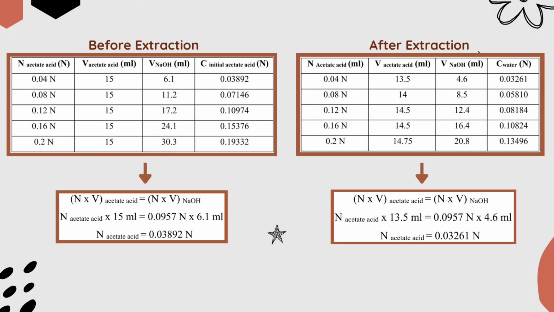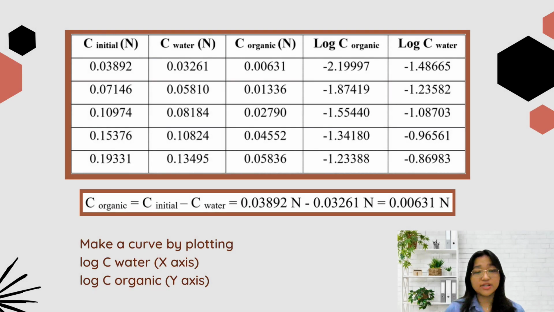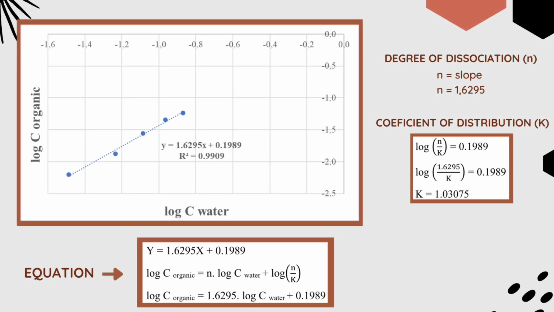And this is the table of concentration of acetic acid before and after extraction. After that, we have to calculate the concentration of acetic acid in the diethyl ether after the extraction. To make the curve, we have to plot the log of concentration in the water against the log of concentration in the diethyl ether. And this is the curve that we got.